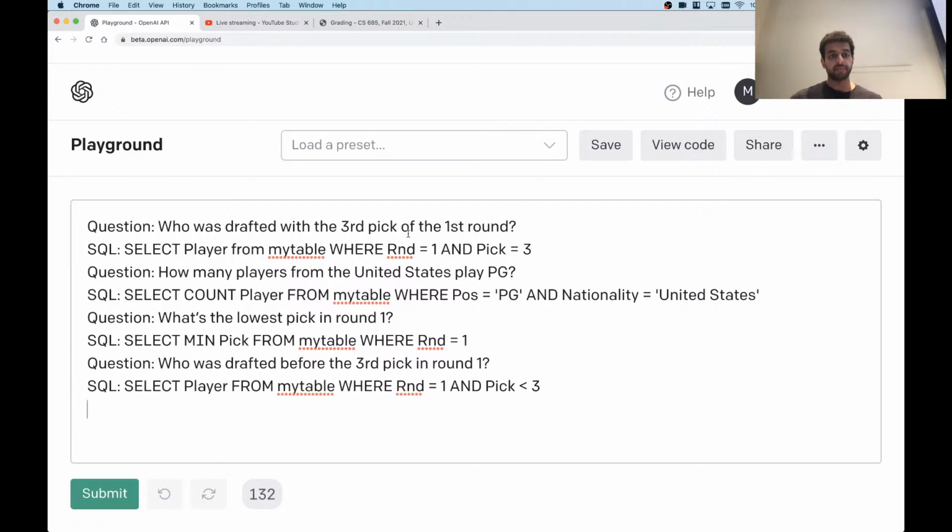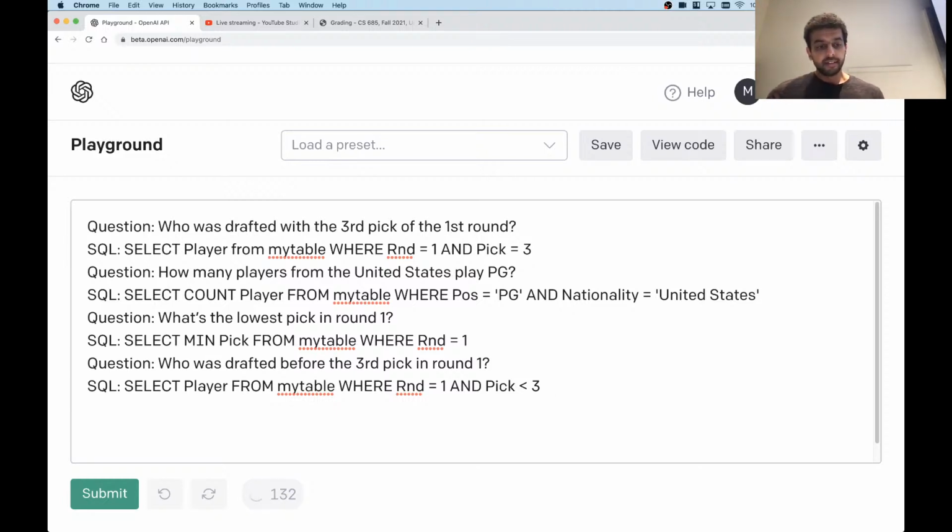So, who was drafted with the 3rd pick of the 1st round? This assumes you have some table called my table that has all of this information about this draft, and then you want to output something like select player from table where round equals 1 and pick equals 3. And you can see I selected these such that they're all kind of from the same domain. They're all about this kind of sports draft. But we could see if this kind of thing can generalize, given just these 4 question SQL pairs, to arbitrary questions that you might ask about a table or a database.